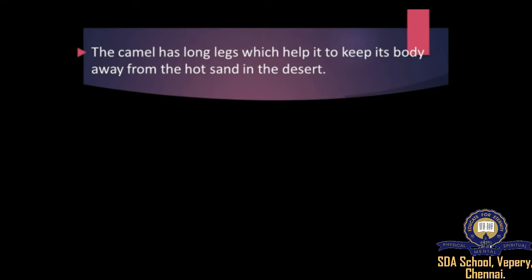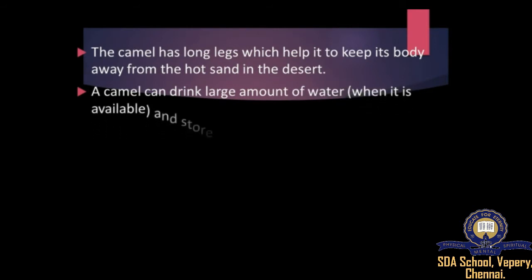We have already learned in the previous class that deserts are the driest places on earth. They are places without much water, and they get less than 25 centimeters of rainfall annually. In such places camels live, and a camel can drink a very large amount of water when it is available and store it in the body. It can use it when it's needed.